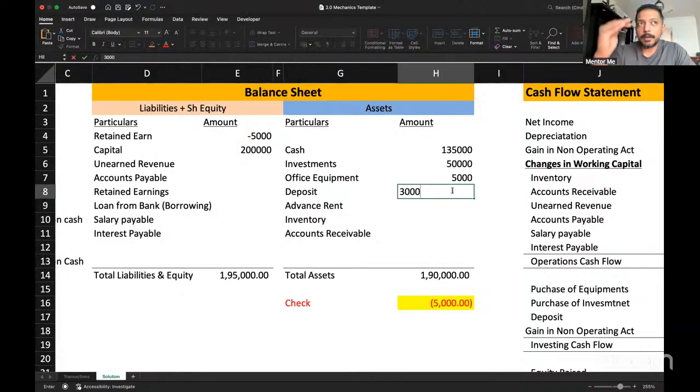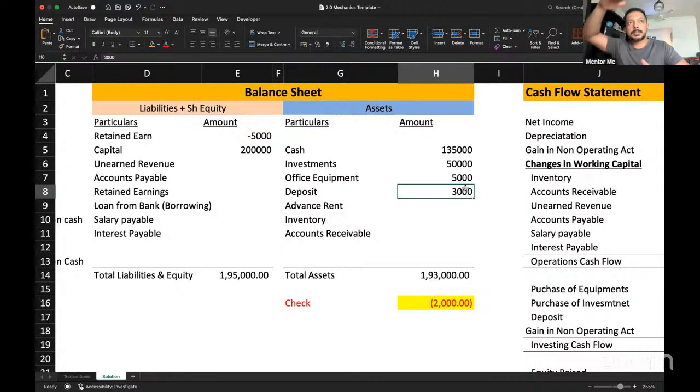Remember now, out of that 5,000, 3,000 has already been balanced, because your cash reduced by 5,000 and your deposit increased by 3,000. Now we just have to justify the 2,000. So 2,000 is advance rent.